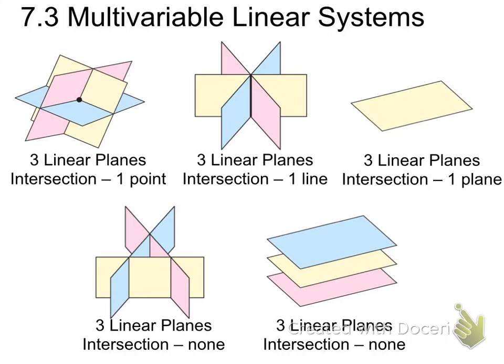The third picture is when the planes are the same plane and they would intersect at a plane. So that would be infinite solutions as well. Okay, then the last two pictures are where they don't have a solution at all.